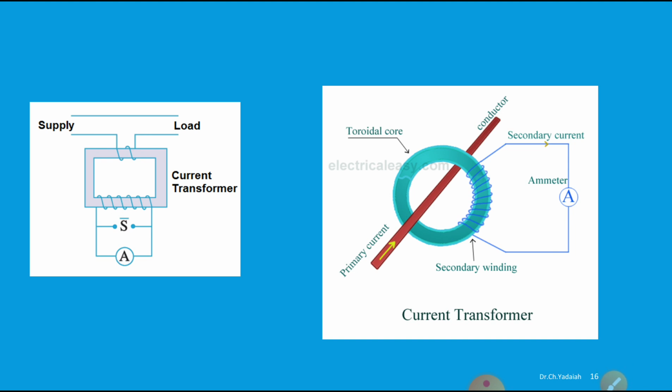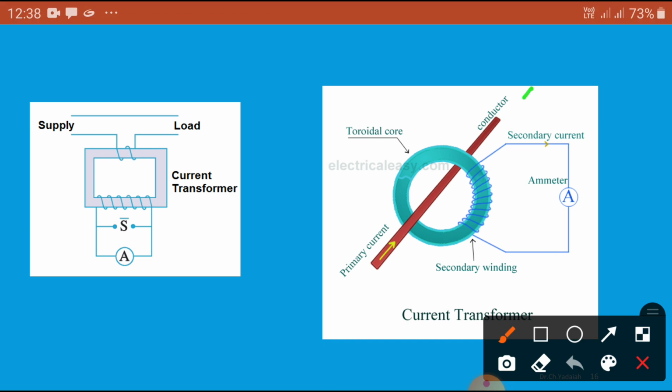Here is the conductor in which the current is flowing, which I want to measure. Then I can use a toroid core, an air core. Correspondingly, this acts as a primary, this acts as a secondary, on which there is a winding, and the current flowing through it is indicated. Okay, this is another type of current transformer.